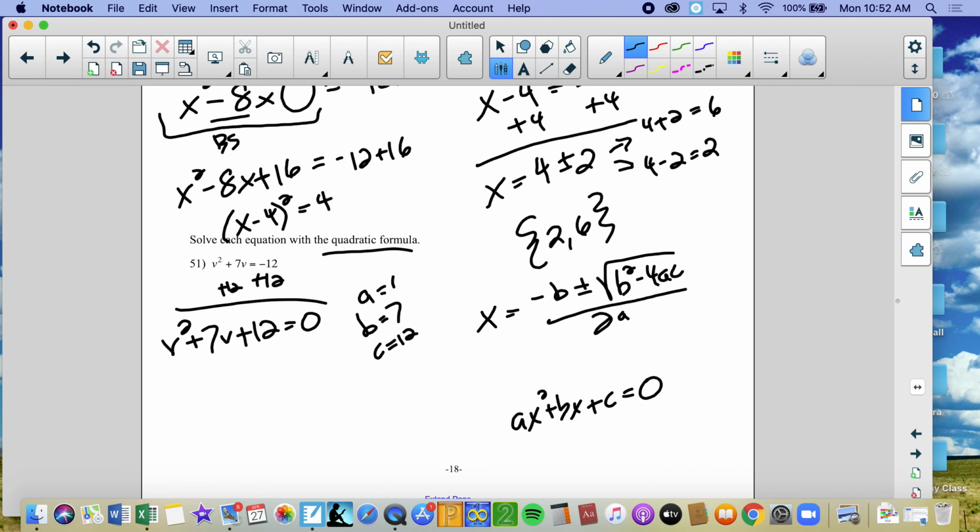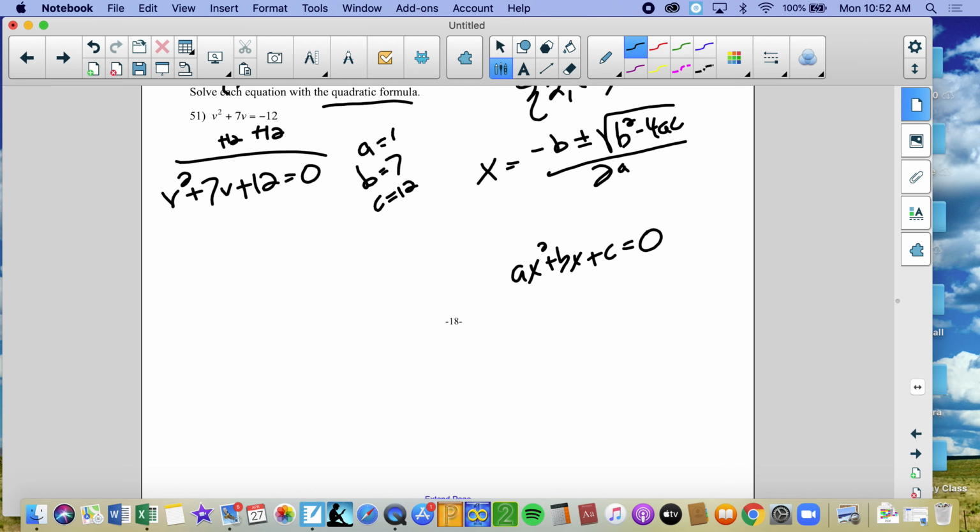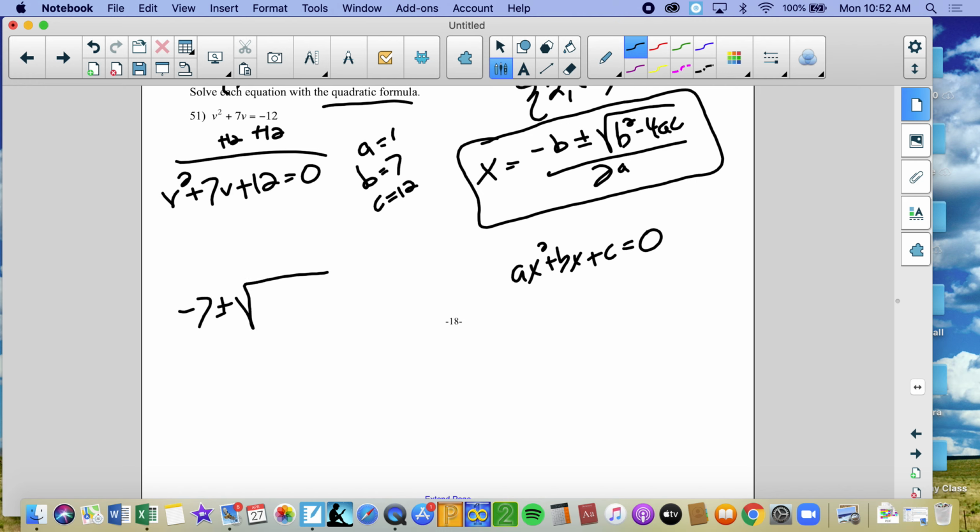A doesn't always have to be 1 here. A has to be 1 when you're completing the square. When you use the quadratic formula, a is going to be all different types of values. So a is 1, b is 7, c is 12. Let's use the quadratic formula. So the opposite of b plus or minus the square root of b squared minus 4 times a times c, all over 2 times a.